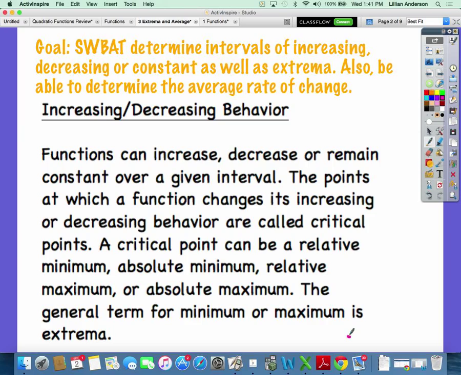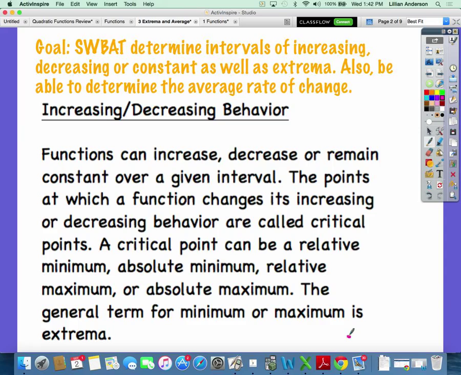Constant. What does it mean to be constant? Stay the same. Neither going up nor down. I'm just staying straight, horizontal. Now points that change from increasing to decreasing or decreasing to increasing are known as critical points. A critical point can be a relative min, an absolute min, a relative max, or an absolute max. And in general, the term for min and max is extrema.